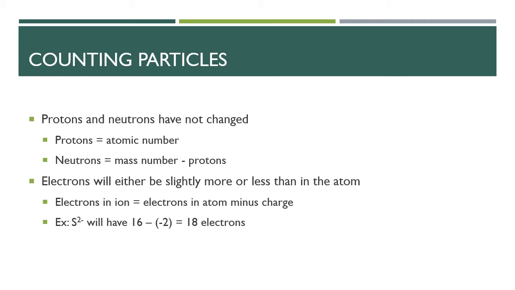Electrons will either be slightly more or slightly less than what they were in the atom, depending on what the charge involved is. A quick and easy way to determine the number of electrons in the ion is to take the electrons that you expect to be there in the atom and subtract the charge. This way, if you subtract a positive charge for a cation, you're kicking off and losing electrons. But if you subtract the negative charge of an anion, you'll actually be adding those additional electrons. So for example, sulfide would have 18 electrons because sulfur traditionally has 16, but sulfide has a -2 charge. 16 minus -2 is actually the same as 16 plus 2, and so the sulfide ion has 18 electrons.